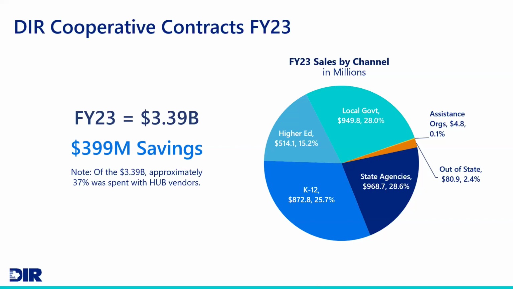And that all generated almost $400 million in savings to you, our customers, and to the state of Texas. And another interesting note is that of that 3.39 billion in spending, almost 37% of it was spent with our HUB vendors. So we appreciate you, our customers, doing business with our HUB vendor community.